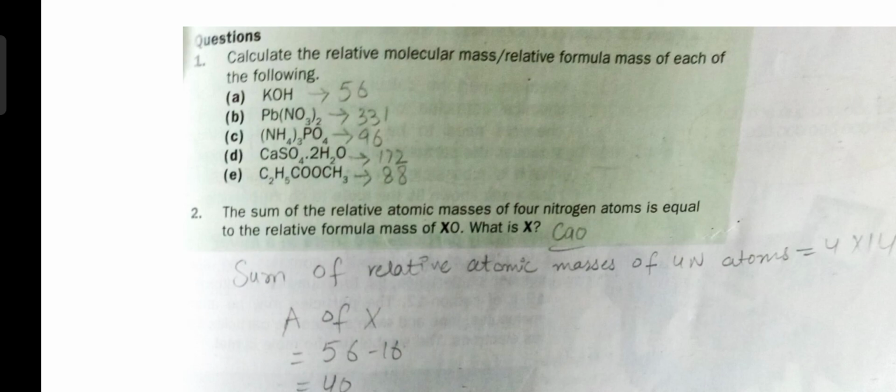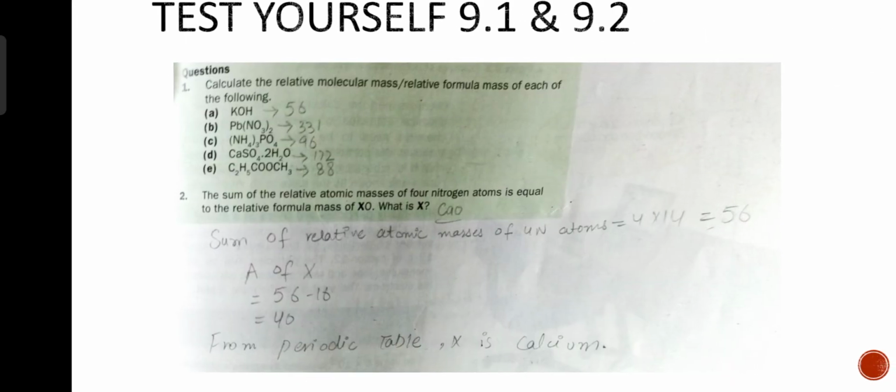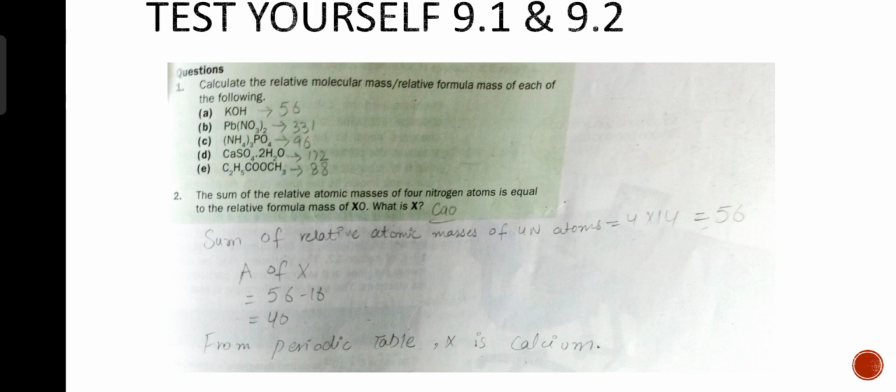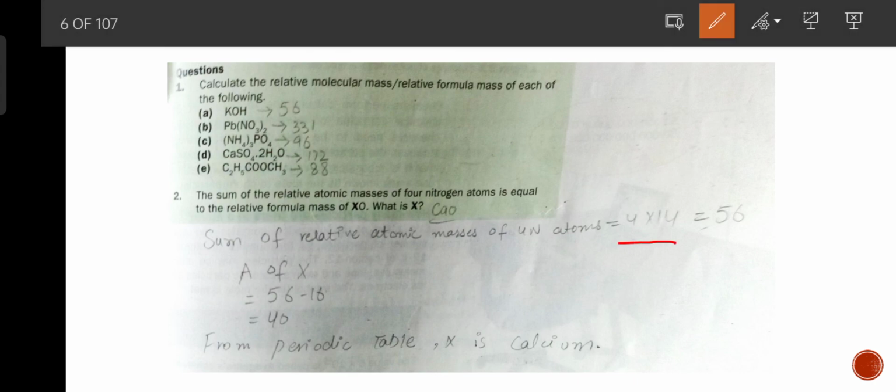And for the second question, you have to find out the element X, where the sum of the relative atomic masses of 4 nitrogen atoms is equal to the relative formula mass of XO. What is X? The answer is calcium. You can use this technique to find the sum of relative atomic masses of 4 nitrogen atoms. What is the mass of 1 nitrogen atom? It is 14. And for 4 it will be 56.